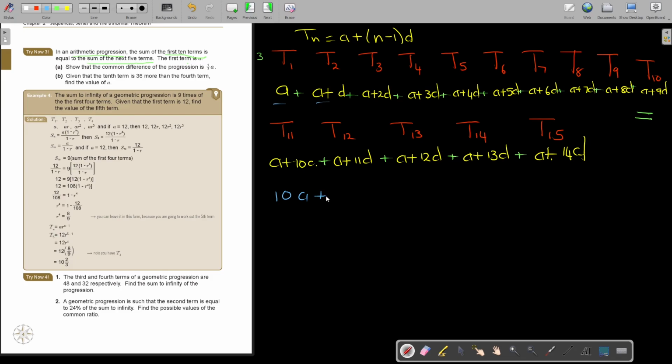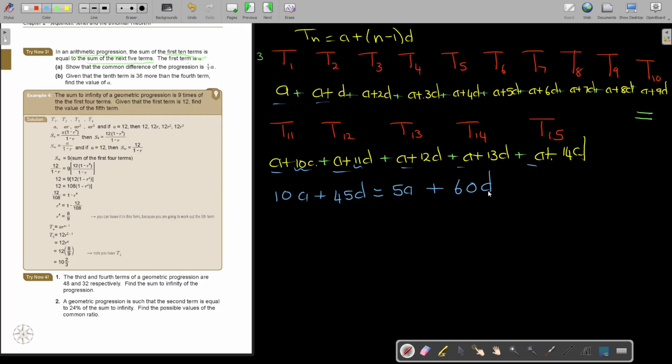And then I'm going to add all my D's, and you say this is going to be 1 plus 2 plus 3 plus 4 plus 5. That's going to be 45 D's. And that's going to equal to this last 5, so that's 5A. And if I add all my D's, it's going to be 60D.